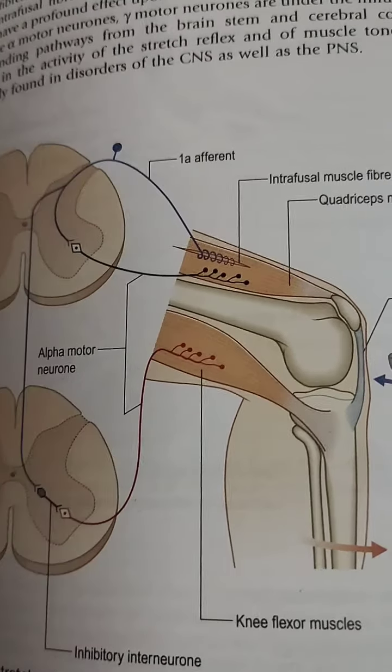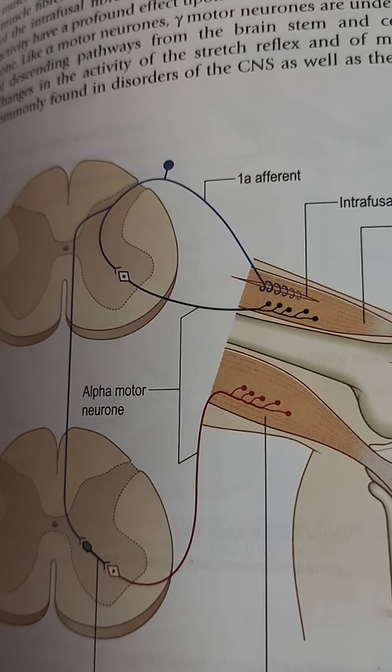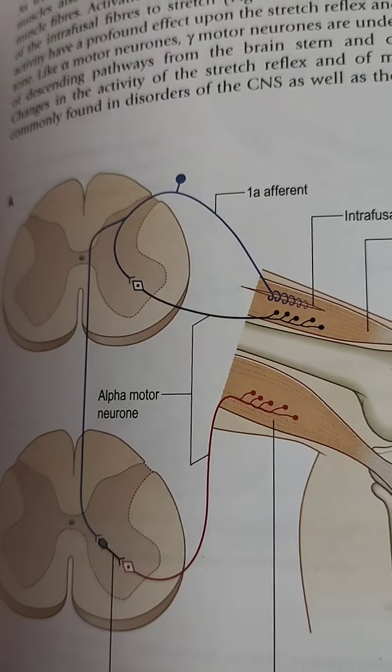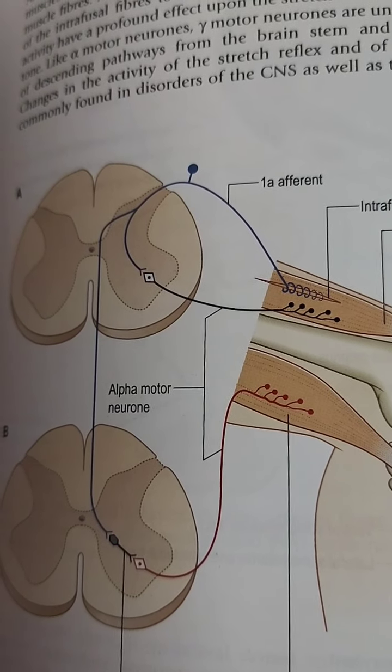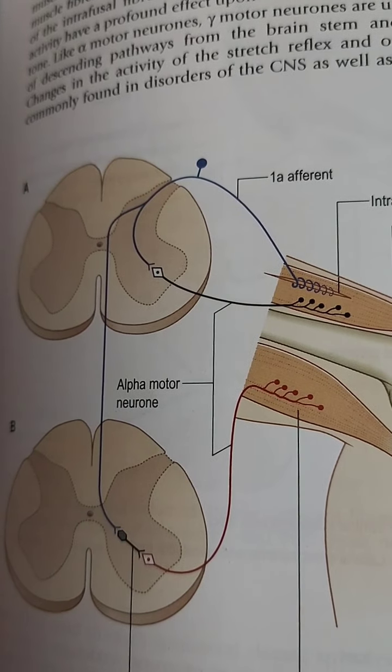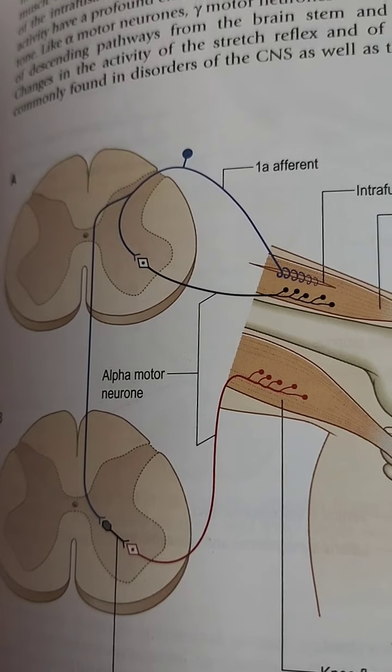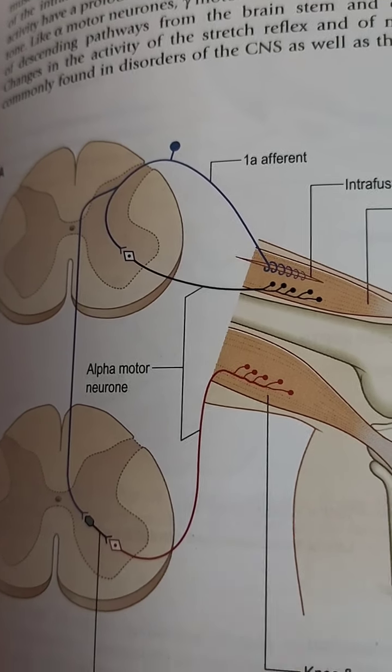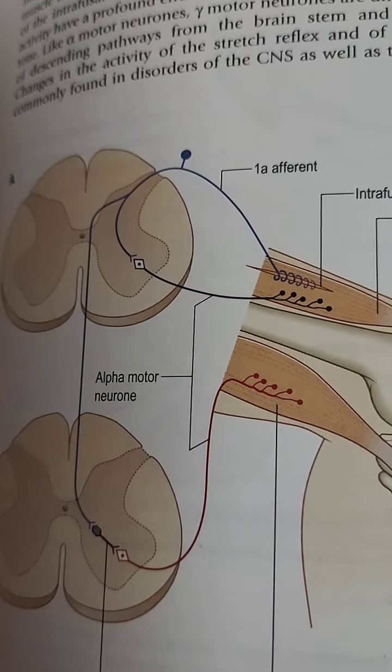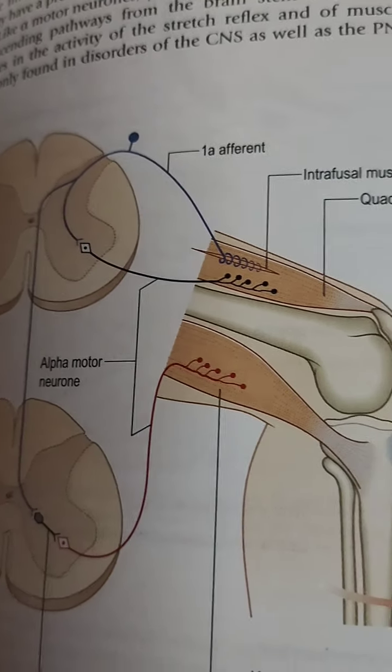You can see the intrafusal fibers which take the sensation to the posterior horn, and from the posterior horn it goes towards the Clark's column, and then reaches the anterior horn cell. They give the gamma efferents.